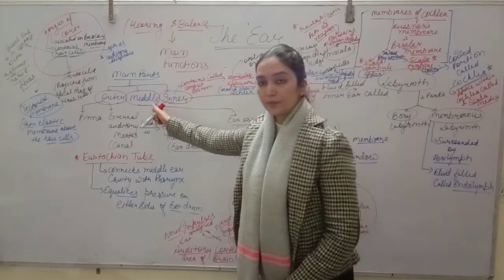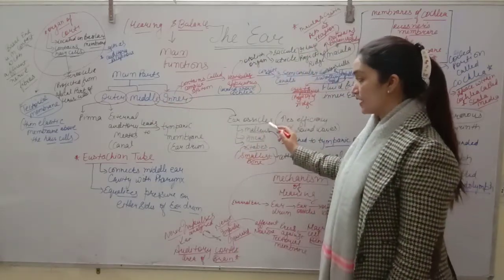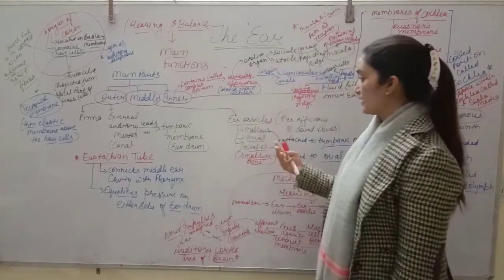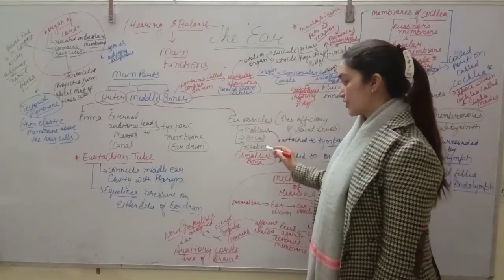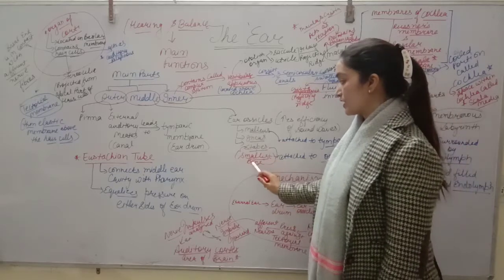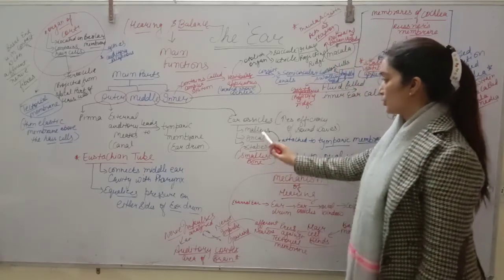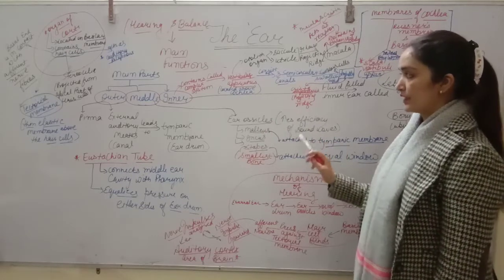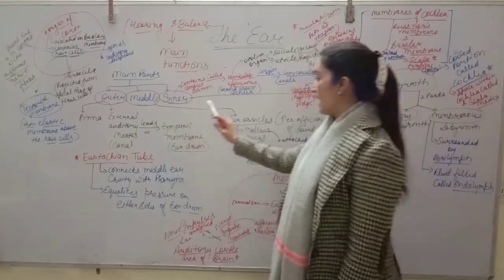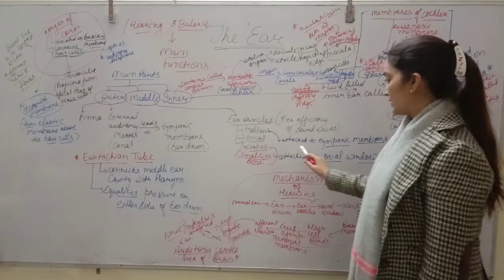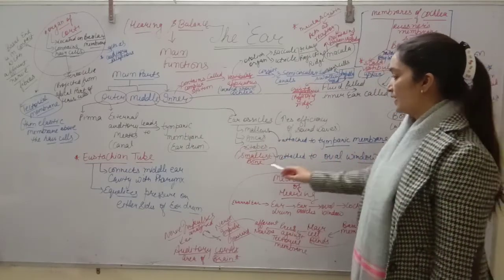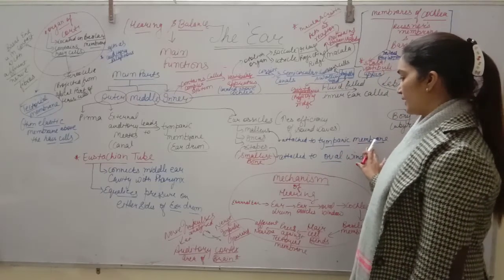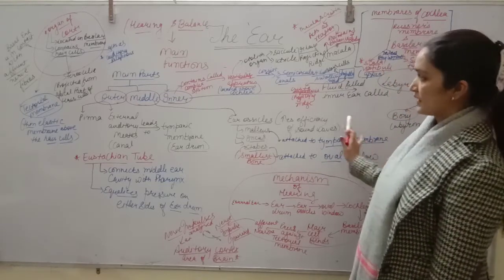Coming to the middle ear, it has some ear ossicles. Small bones are called ossicles. There are three ear ossicles here: malleus, incus, stapes. Stapes is the smallest bone. These ear ossicles increase the efficiency of sound waves. They are present in the middle ear. Malleus is attached to the tympanic membrane, and stapes is attached to the oval window. Where the membrane or oval window is, we will discuss now.